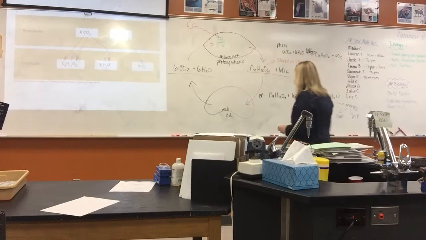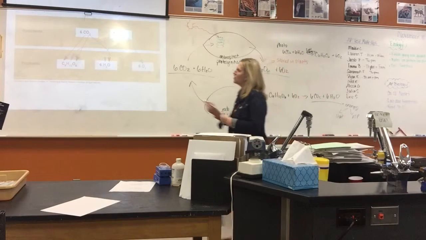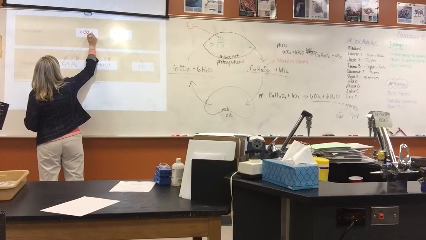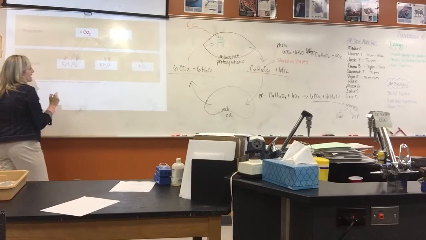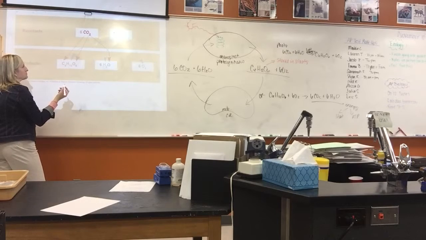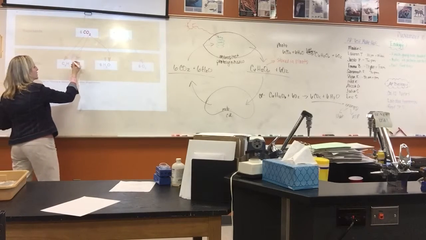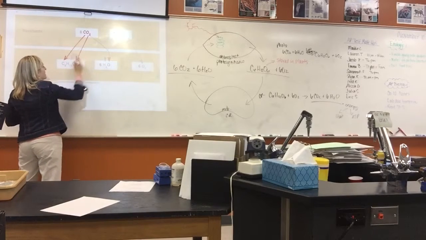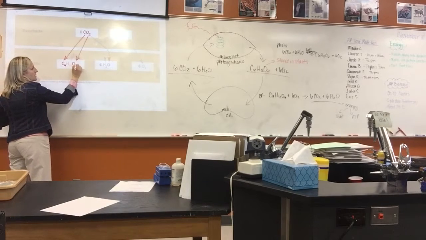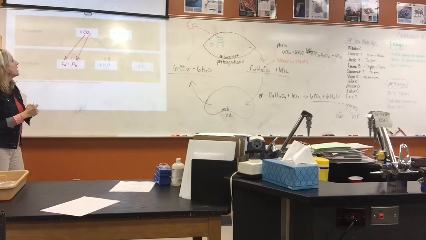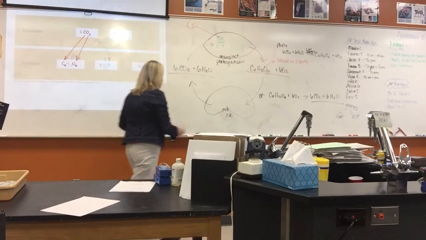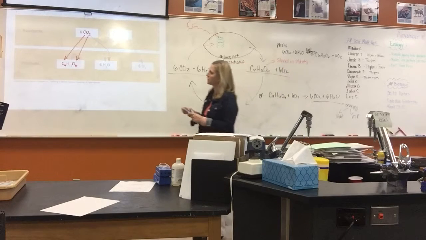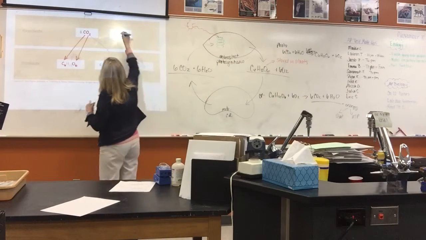Mine is color coded to show where the C's and O's of carbon dioxide go. So carbon dioxide, I'm going to put one color here. The carbon and the oxygen of carbon dioxide is going to eventually become the carbon and oxygen of glucose. That's the source of the carbon and oxygen atoms for glucose. The first step we said is splitting of water.